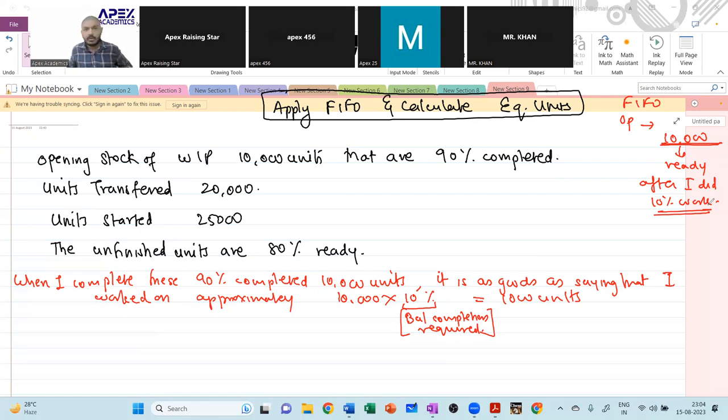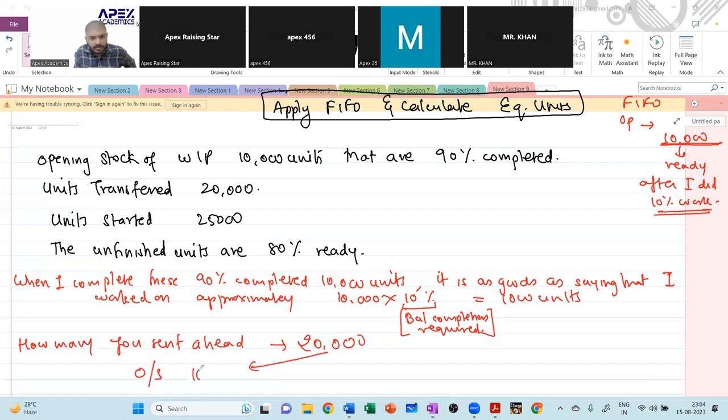Now, how many units did you send ahead? You have sent ahead 20,000 units. Out of this, clearly from the opening stock, there are 10,000 units. What about the balance? The balance was another 10,000 units. Sir, how did you get 10,000? Common sense, 20 minus 10, 10,000.